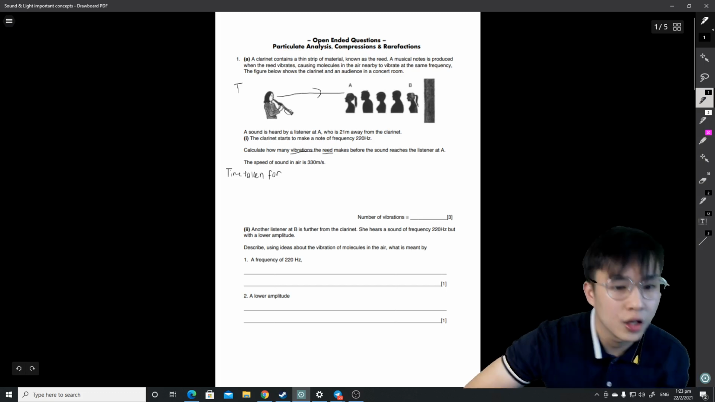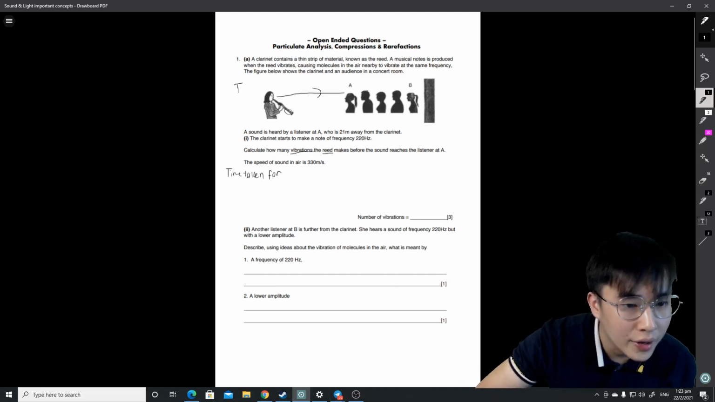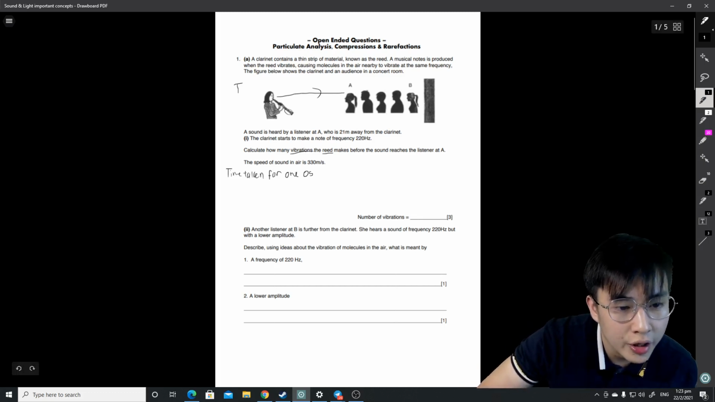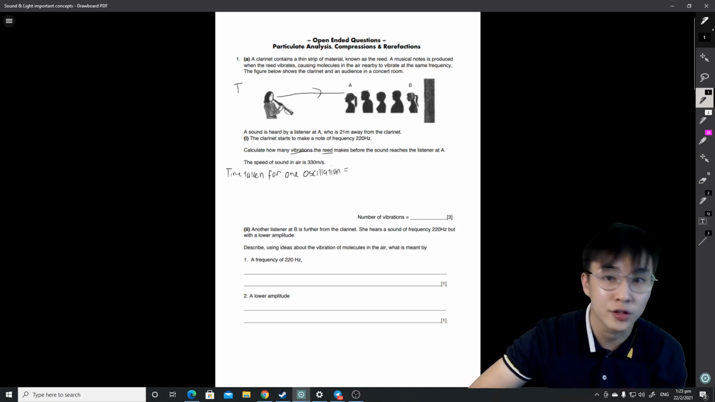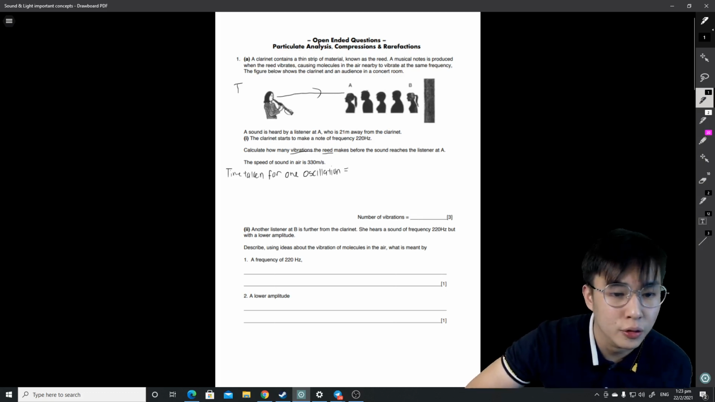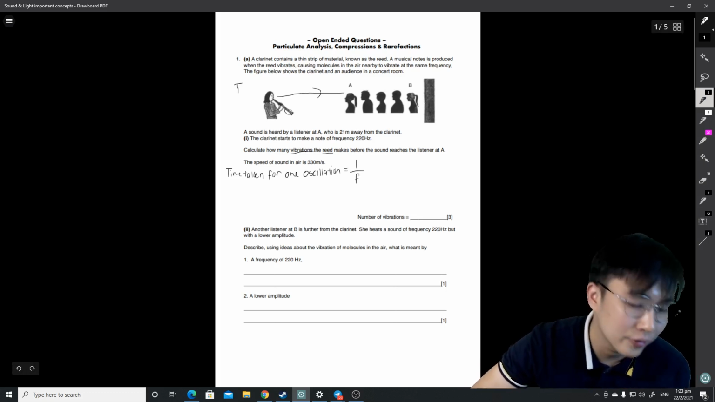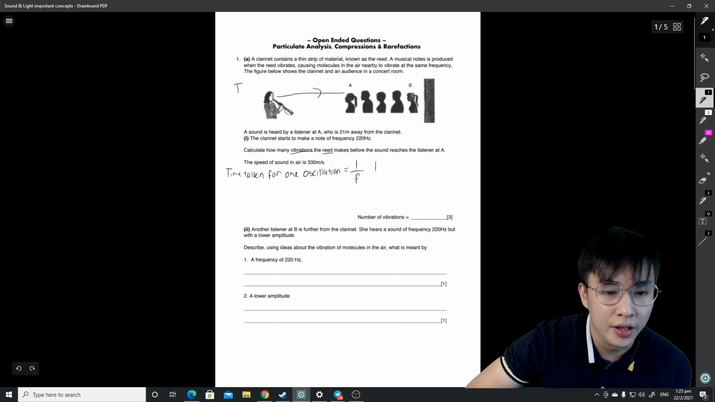for what we call one vibration, or you can call this one oscillation, same exact thing. The time taken for one oscillation is also known as your period, and your period has the following formula: 1 over f, 1 over the frequency. So you just take 1 over 220, and that is the time taken.